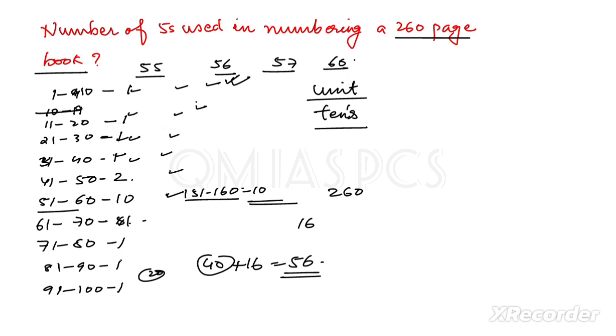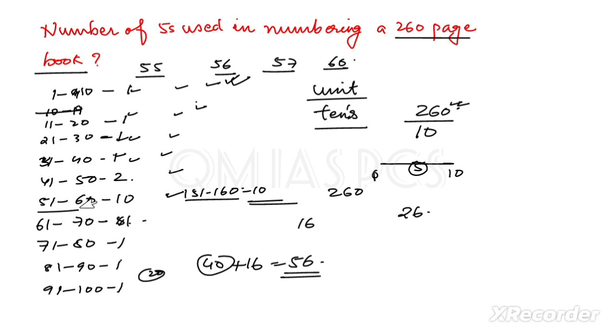So for 260 pages, we can divide by 10. After every 10 numbers, there will be one 5 at the unit place, like 5, 15, 25, 35. So how many numbers are there? 26. Now think about the tens digit. That will be possible here.